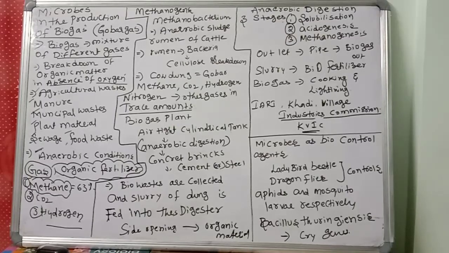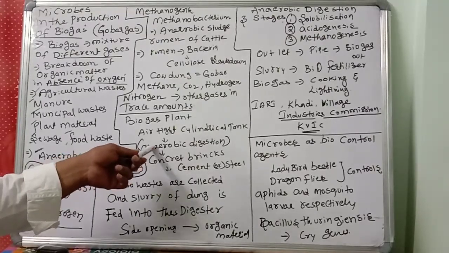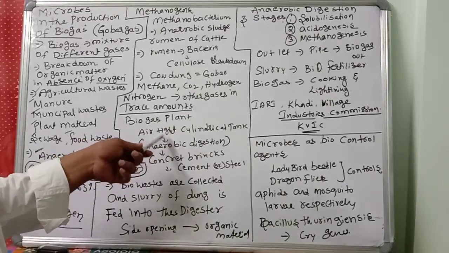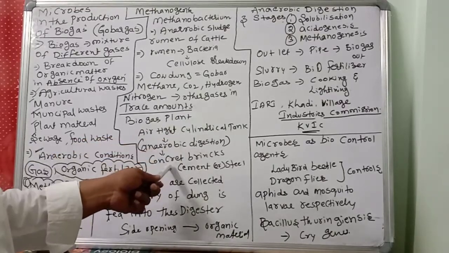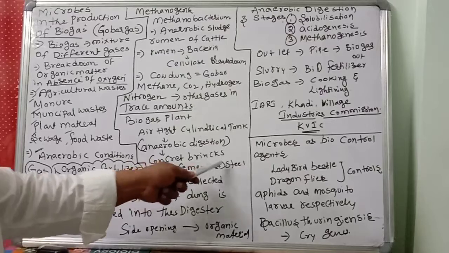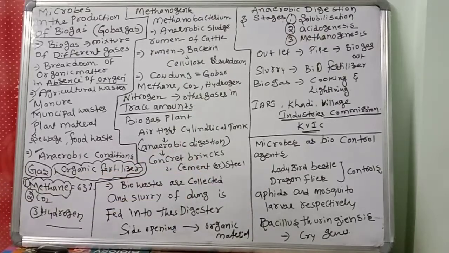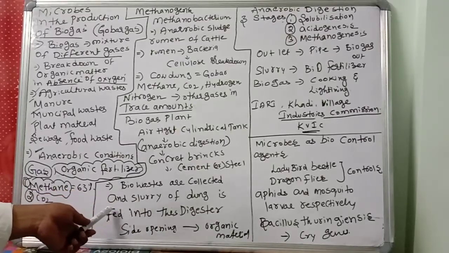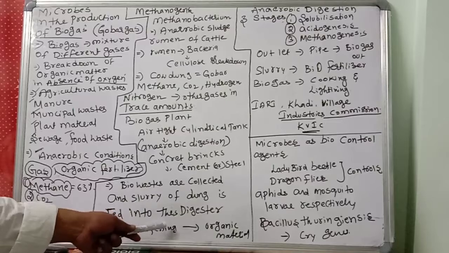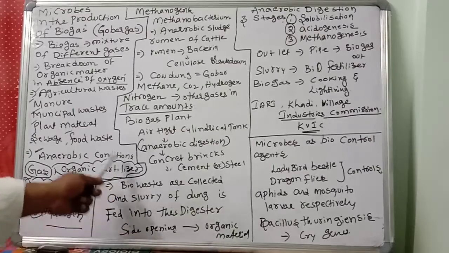What we have to do? We have to construct an airtight cylindrical tank, and that is a must and should for anaerobic digestion. So with an airtight cylindrical tank made of concrete bricks, cement or steel, we produce that biogas plant. So all bio waste is collected and slurry of dung is fed into the digester. One side opening is there. So what are the bio wastes?